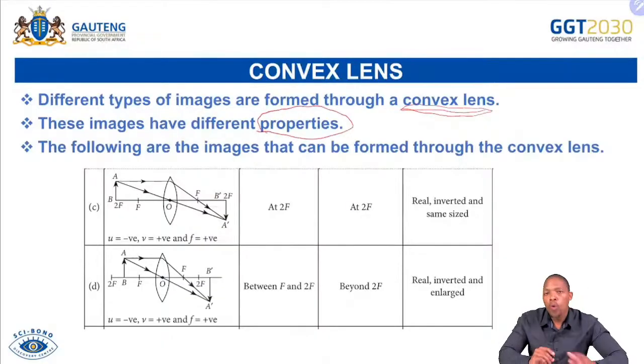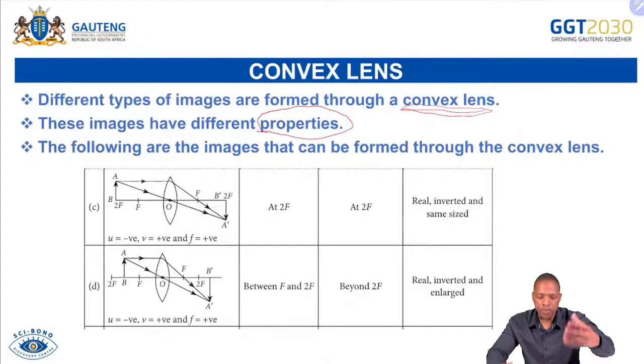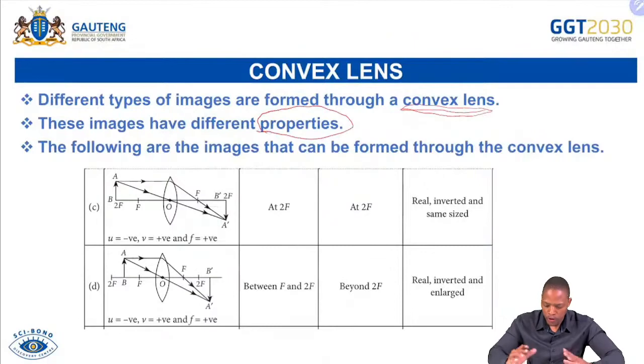So to know that I'm going to use this convex lens, because I want this type of image. Okay, so the following are the images that can be formed. It's very important that you are able to draw this, grade 12. It's unfortunate that I can't draw it for you to show it from start to finish, but it's important for you to know how to draw this.